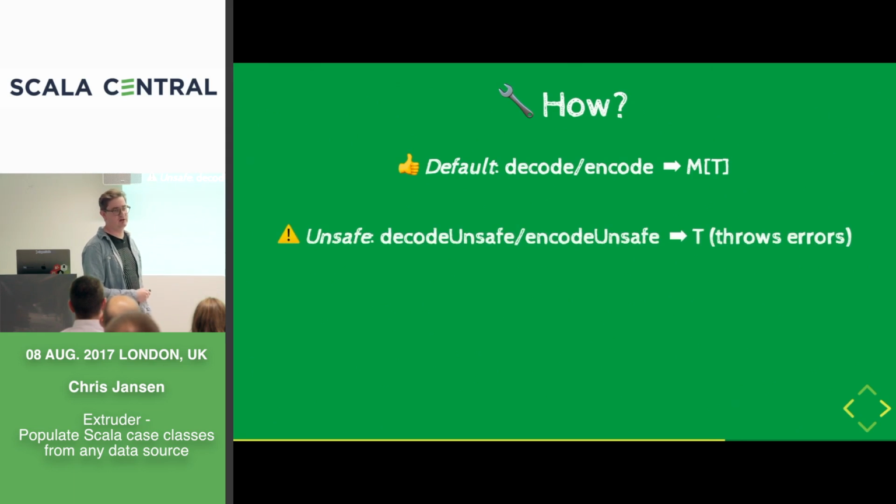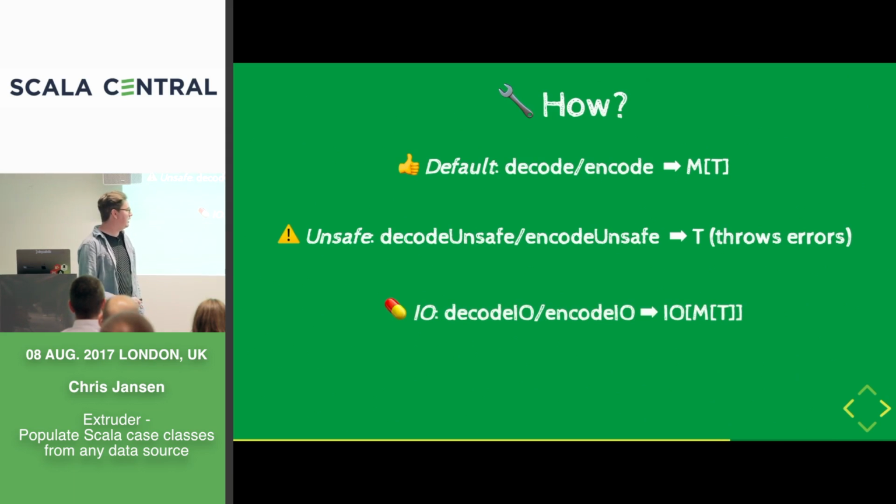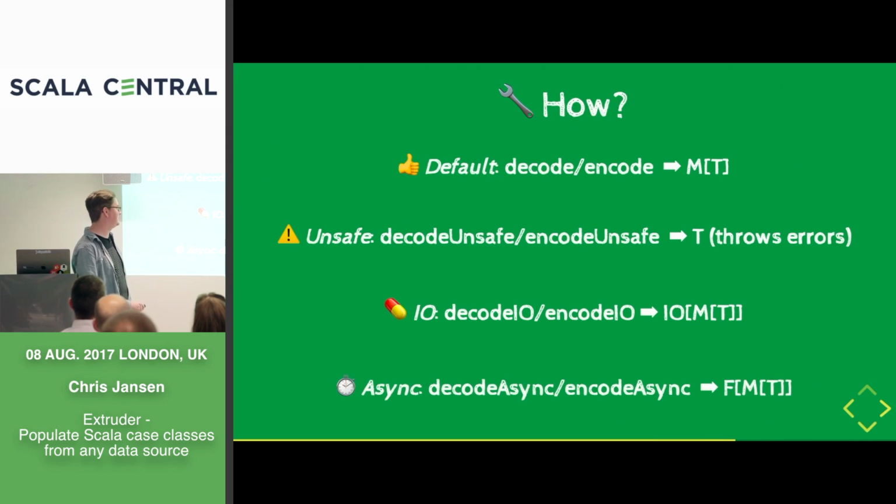There's unsafe, which I don't recommend that you use in production, which throws errors. You get the type that you want back, but any problems, any side effects or validation errors, result in an exception. With IO, what you get back is IO wrapping the target, the validation monad, which wraps your result type. So this is separating out the side effects. And then finally, async, which allows you to specify something like a Future or, say, a Monix Task, which can then wrap your result type.